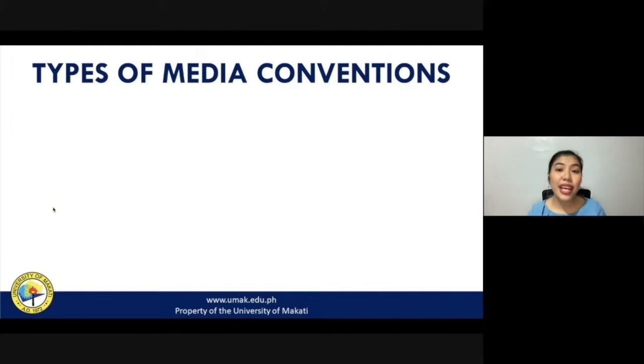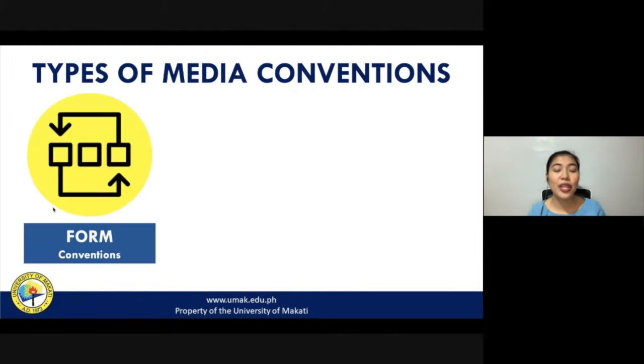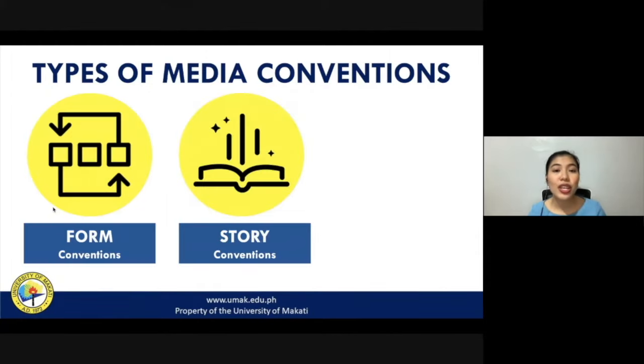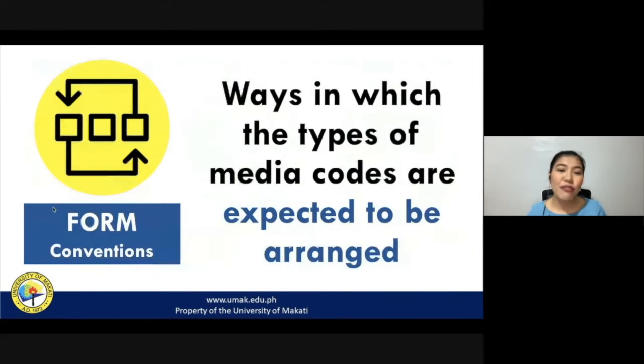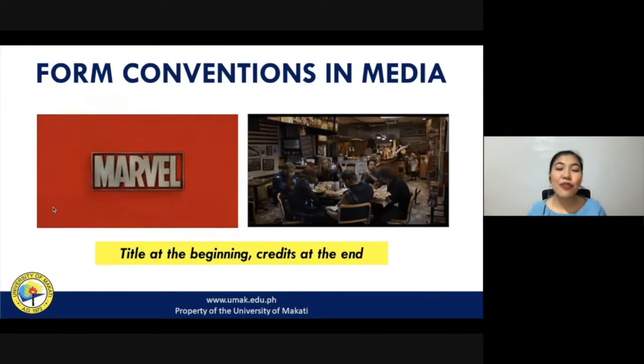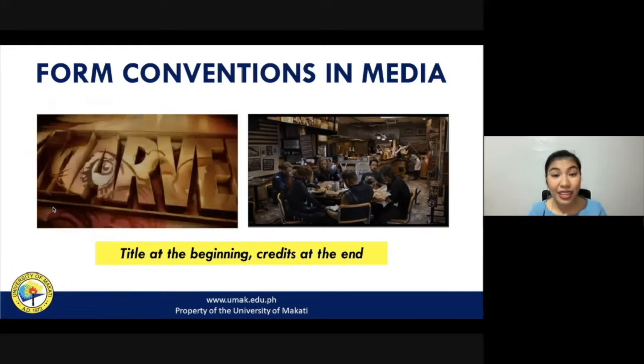There are also three types of media convention. This includes form conventions, story conventions, and genre convention. Form conventions are described as the ways in which the types of media codes are expected to be arranged. How are they presented? How do they flow from one media code to another? Some examples of form conventions in media include title at the beginning and credits at the end.